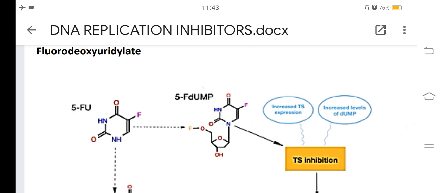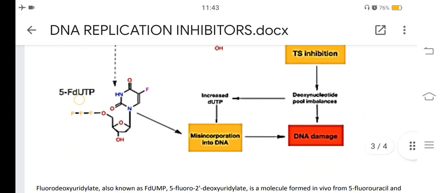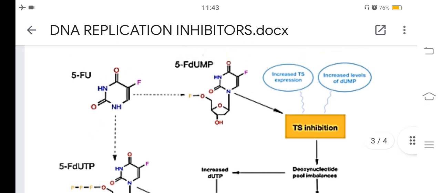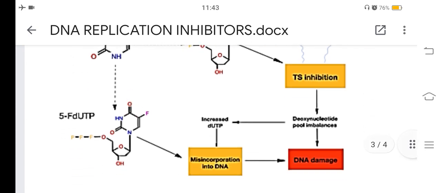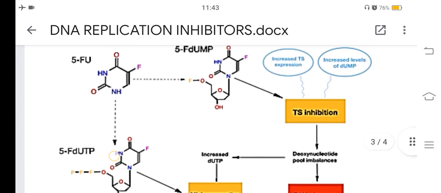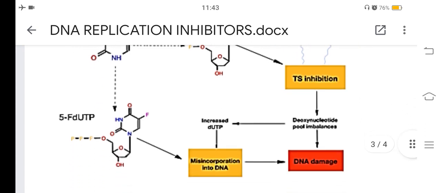Then fluorodeoxyuridylate. This is a schematic diagram: misincorporation into DNA, increased dUTP, DNA damage, deoxynucleotide pool imbalance, TS inhibition, increased TS expression, increased levels of dUMP.